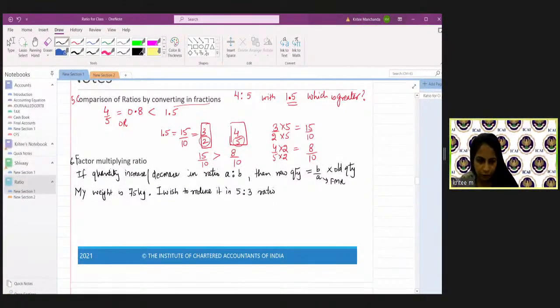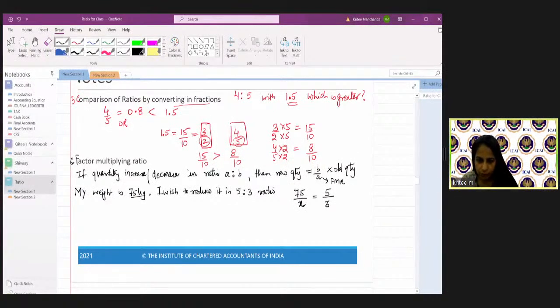What does it mean? First of all, we need to interpret this statement. If my current weight is 75 kgs, I want to reduce it and reach maybe X kgs of it. So that reduction will be in the form that 5 represents my current or older weight, and 3 would be representing my new weight. That's how we are changing.